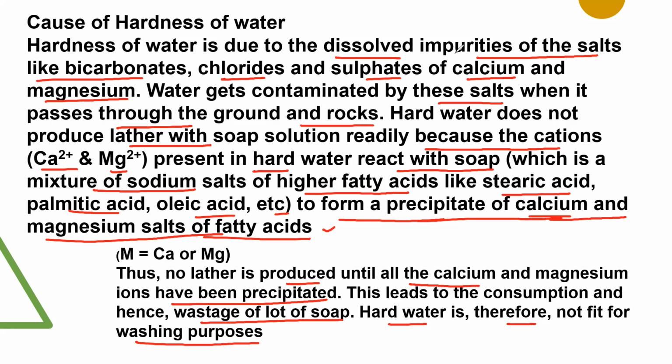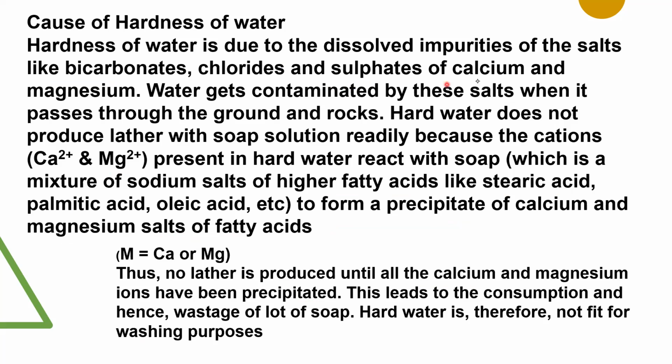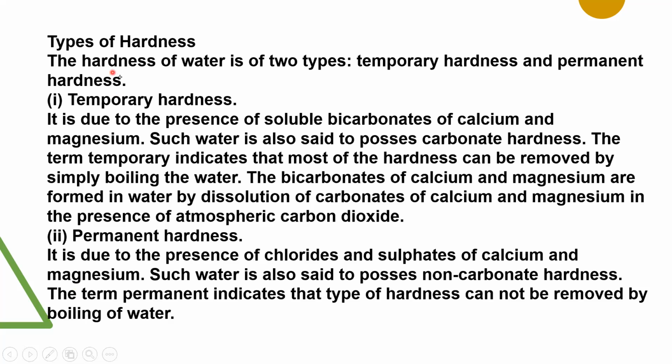So, what makes water hard? Due to the presence of salts of calcium and magnesium, ordinary water is hard. Which causes temporary hardness and which causes permanent hardness, we'll also discuss now. The hardness of water is of two types mainly: temporary hardness and permanent hardness.